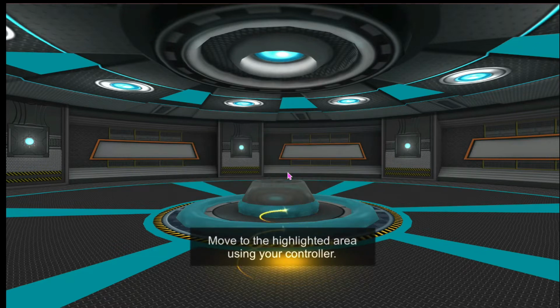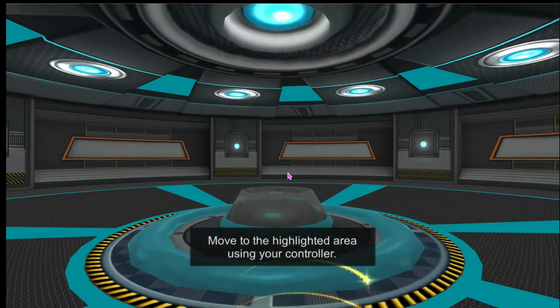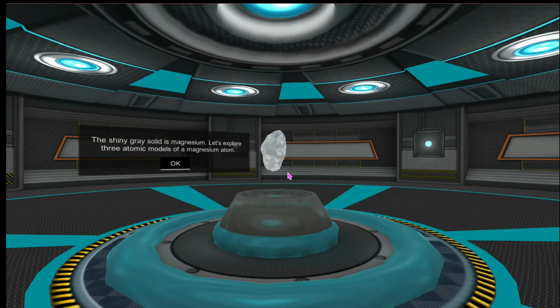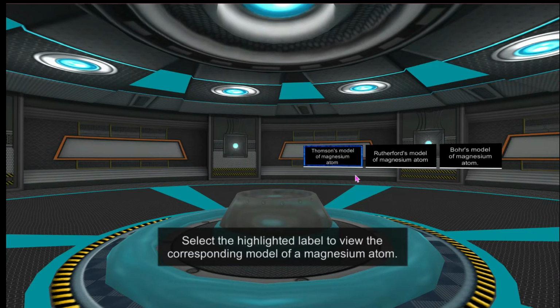Move to the highlighted area using your controller. The shiny gray solid is magnesium. Let's explore 3 atomic models of a magnesium atom. Select the highlighted label to view the corresponding model of a magnesium atom.